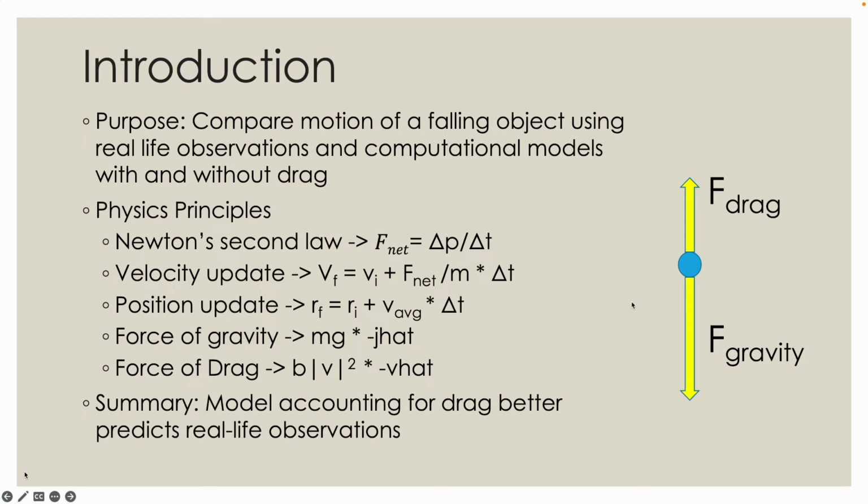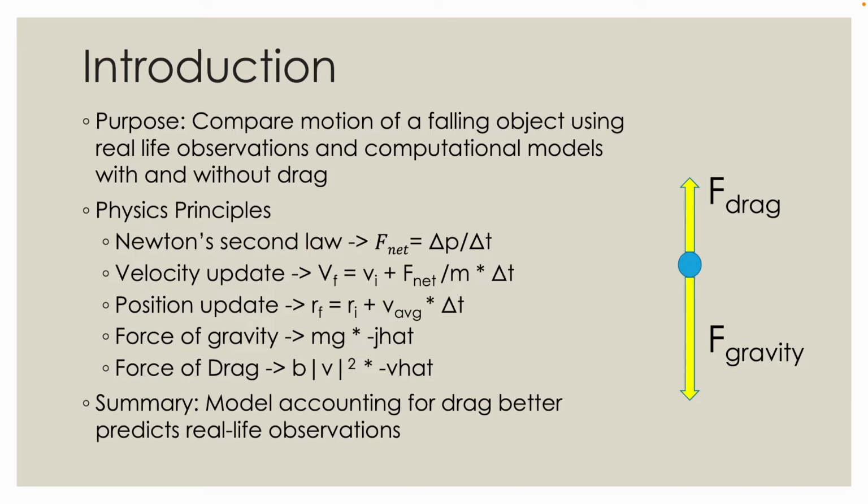So the purpose of this lab was to compare the motion of a falling object using real-life observations and computational models both with and without drag. For physics principles, first one is Newton's second law, net force equals change in momentum over change in time, and this one is important for this lab because we want to see how changing the net force will affect the rate of change of momentum.